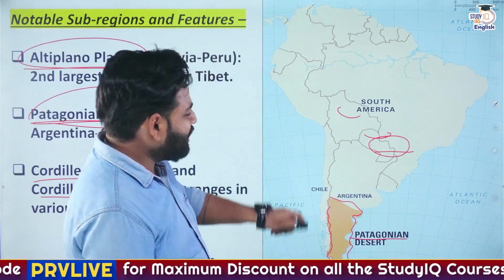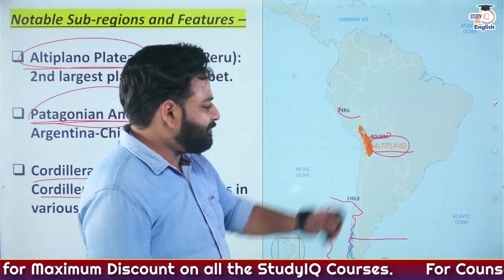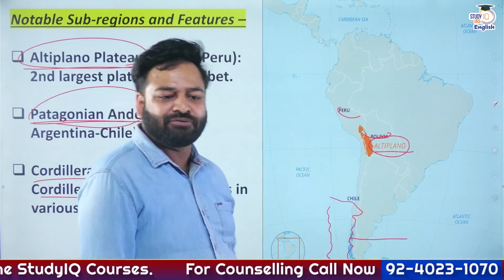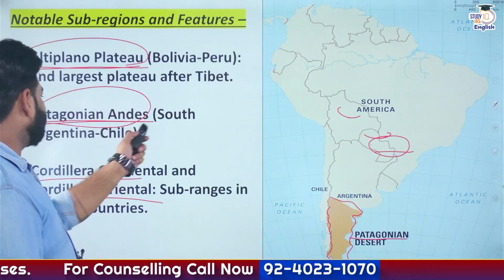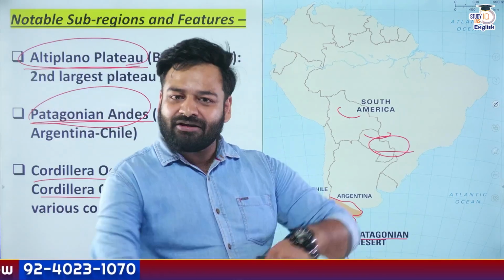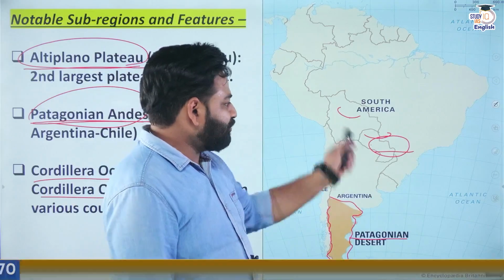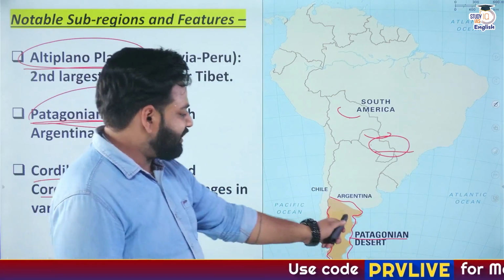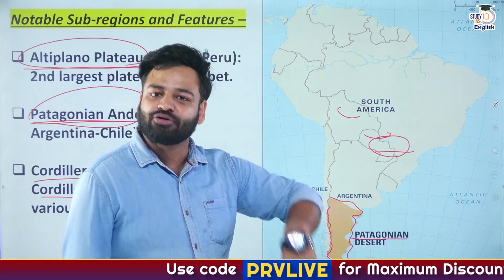Now, a country that will be common is Bolivia. Right? So Bolivia will be common, but this time it will not be Peru. This time it will be Chile. Oh sorry, my bad. Bolivia and Peru, that is the Altiplano Plateau. But when we talk about the Patagonian Desert, it will be Argentina and Chile, moving further south.